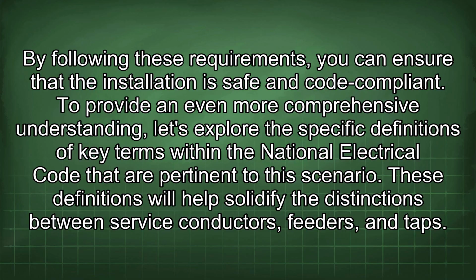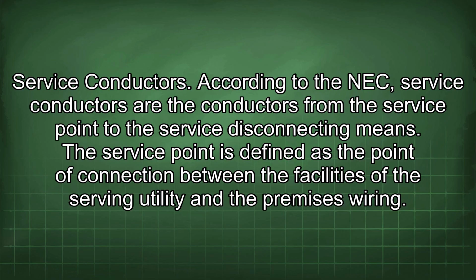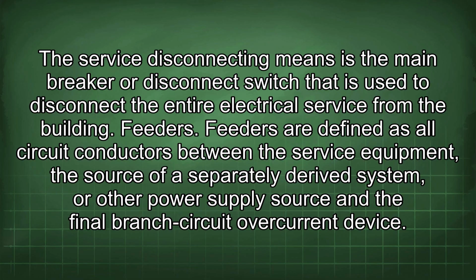To provide an even more comprehensive understanding, let's explore the specific definitions of key terms within the National Electrical Code that are pertinent to this scenario. These definitions will help solidify the distinctions between service conductors, feeders, and taps. Service conductors. According to the NEC, service conductors are the conductors from the service point to the service disconnecting means. The service point is defined as the point of connection between the facilities of the serving utility and the premises wiring. The service disconnecting means is the main breaker or disconnect switch that is used to disconnect the entire electrical service from the building.